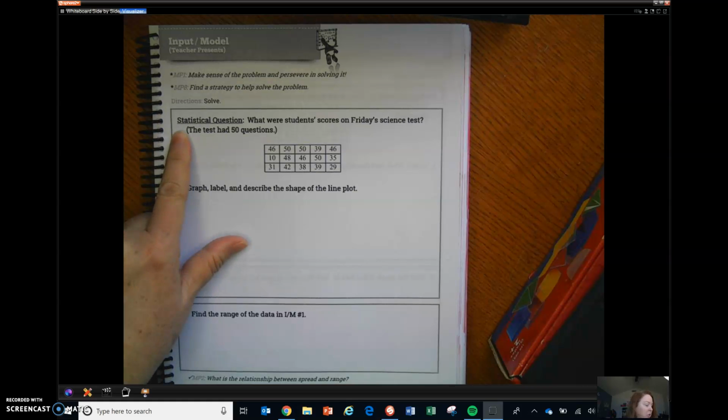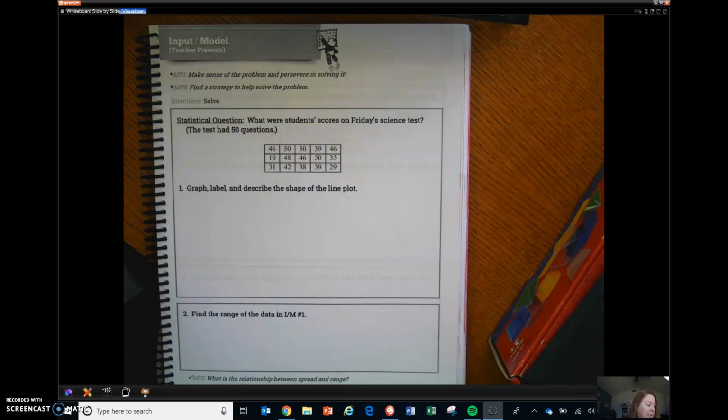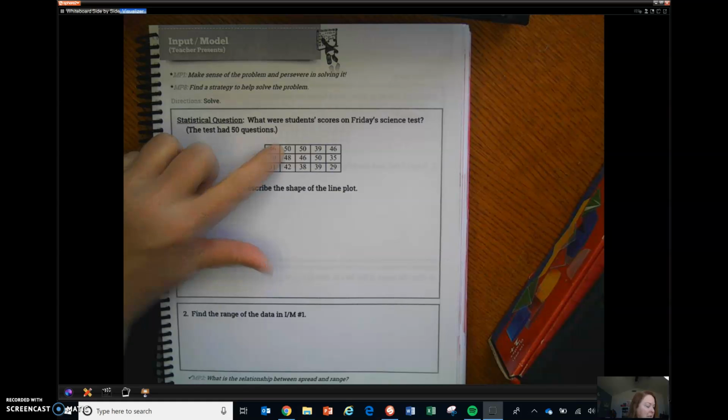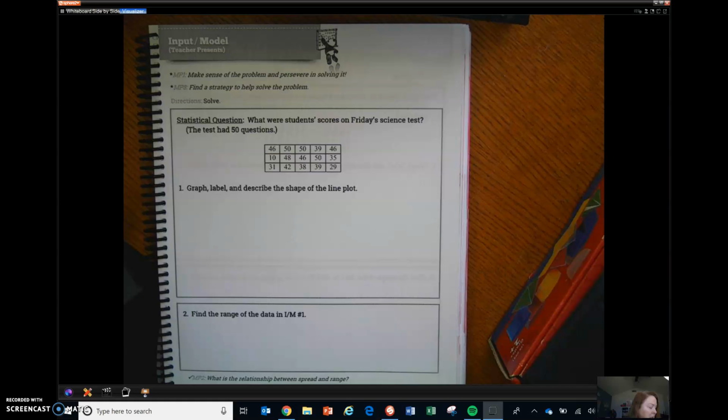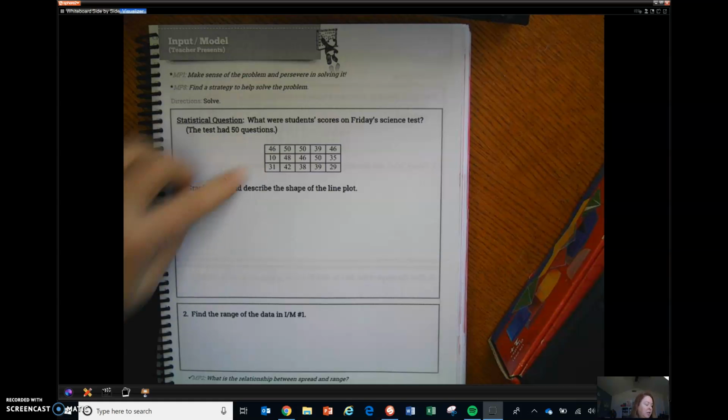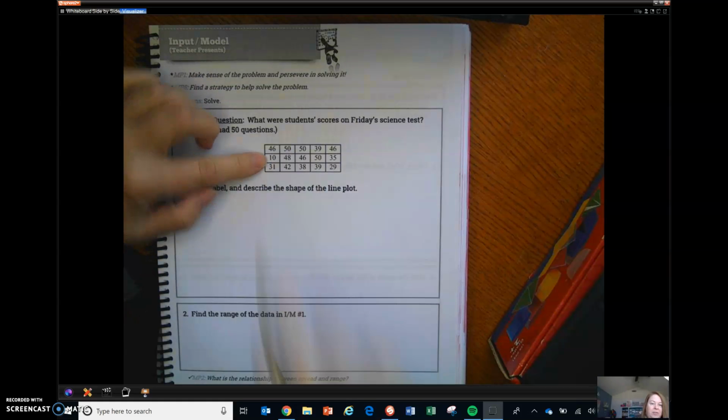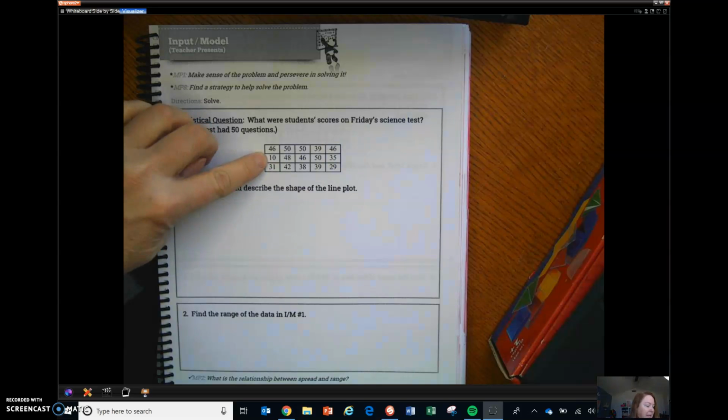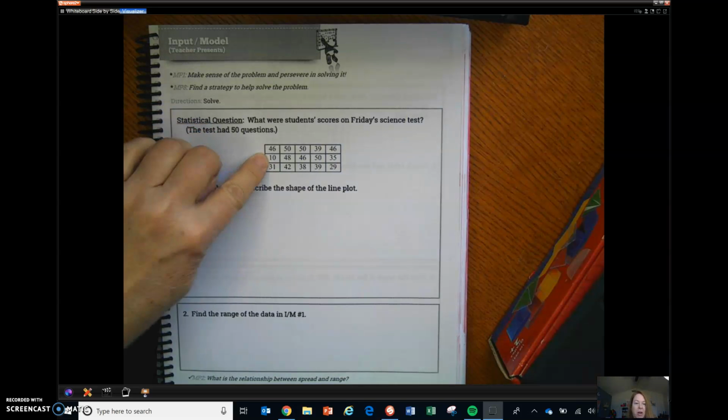Okay, so here we have our first input model. The statistical question is, what were the students' scores on Friday's science test? The test had 50 questions. So 50 was the highest they could get, and it looks like someone got a 10. So our range is going to go from 10 to 50. That 10 right there is going to be our outlier.